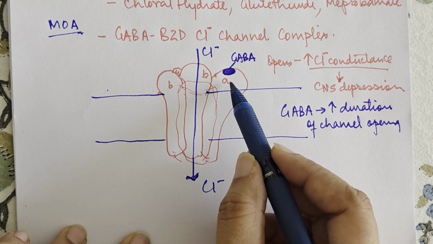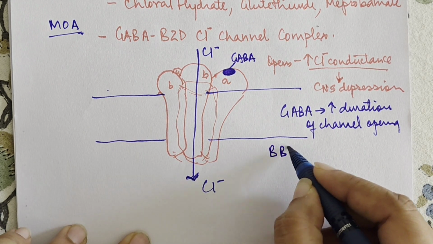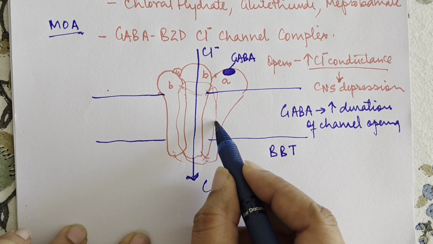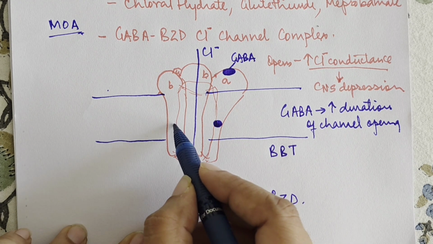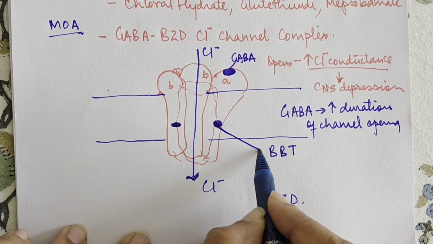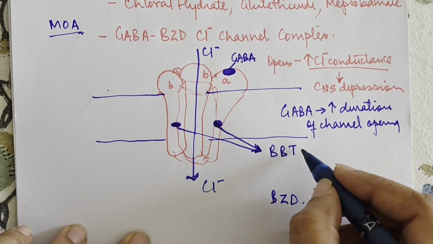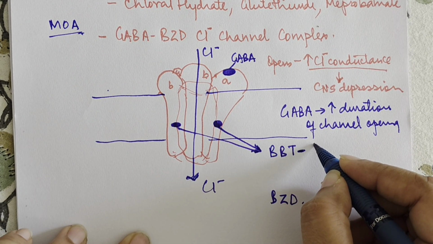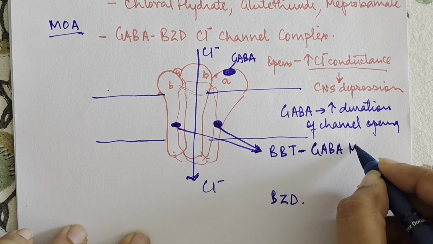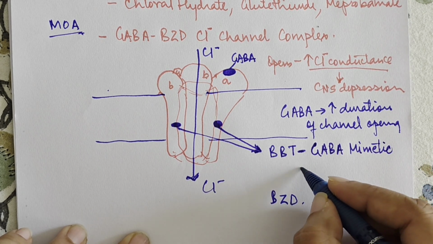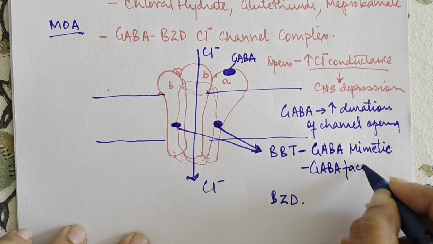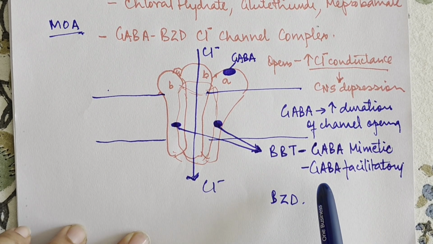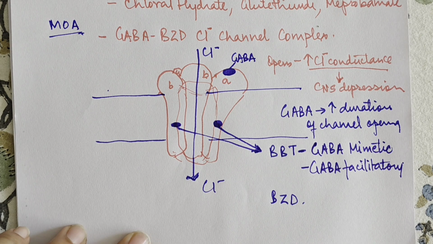Okay, now there is a site for barbiturates and there is a site for benzodiazepines, right? Barbiturates attach somewhere in the middle part. So this is the site where barbiturates attach. Now barbiturates bind to another site and their action is GABA mimetic, and they are also GABA facilitatory. Mimetic means they directly activate the GABA receptor, and facilitatory means they increase the binding of GABA to the GABA receptors.